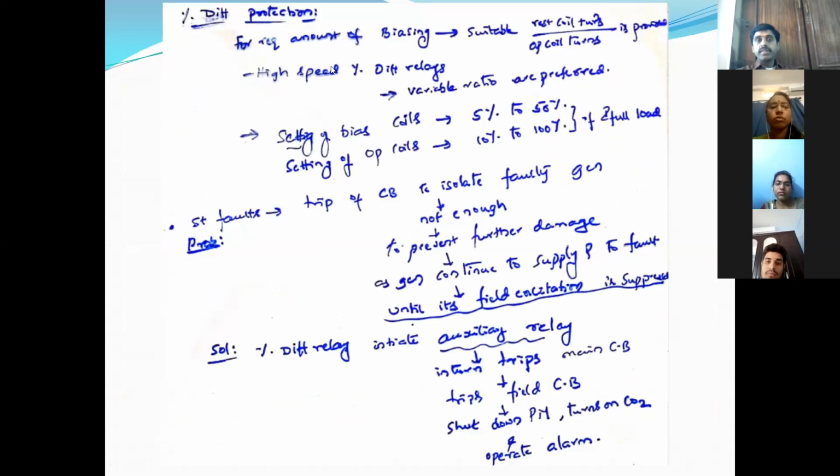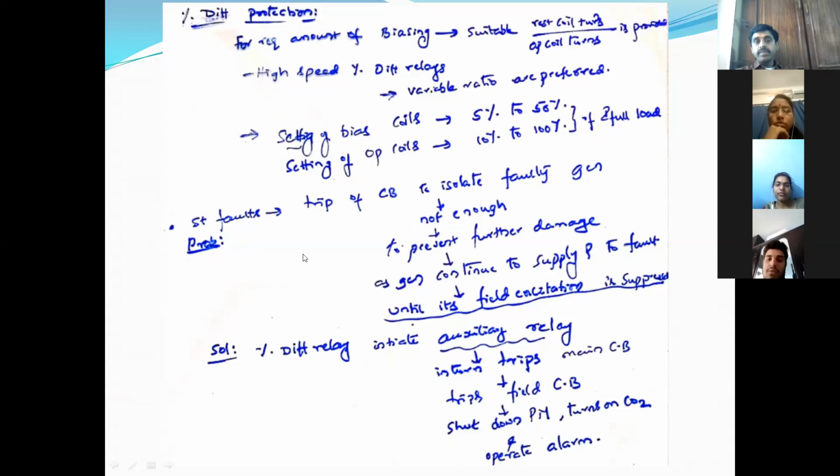So what I have discussed here is the requirement of the biasing. A suitable ratio of restraint coil turns to operating coil turns is provided. For high speed percentage differential relays, a variable ratio is preferred. Setting of the bias coils is 5 to 50%. Setting of the operating coils is 10 to 100% of the full load current.